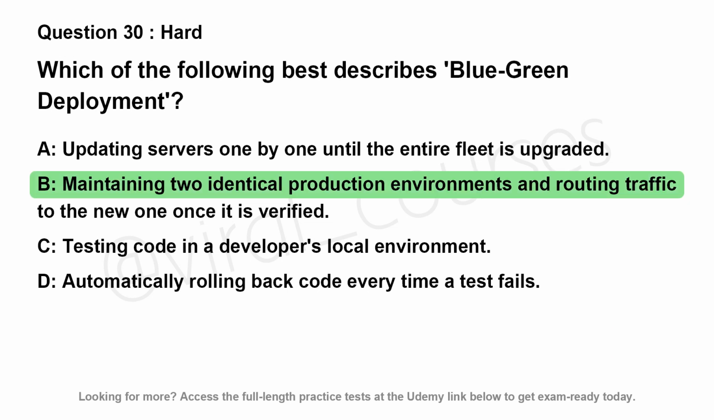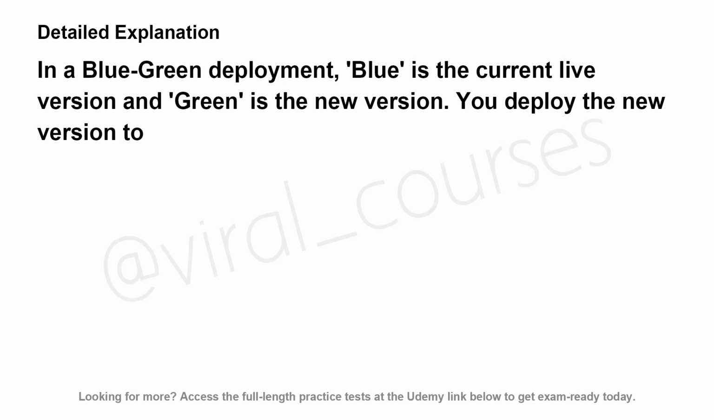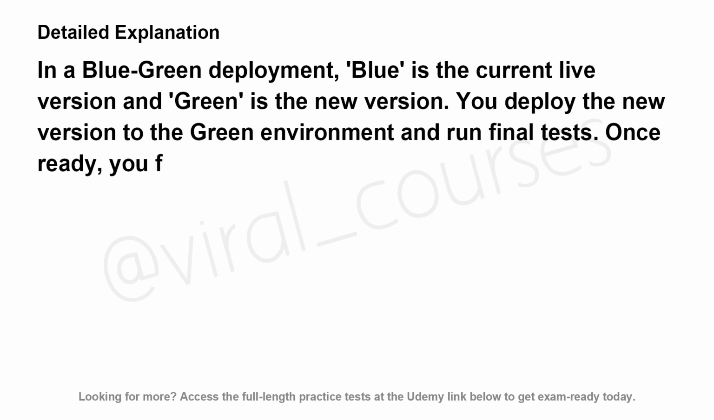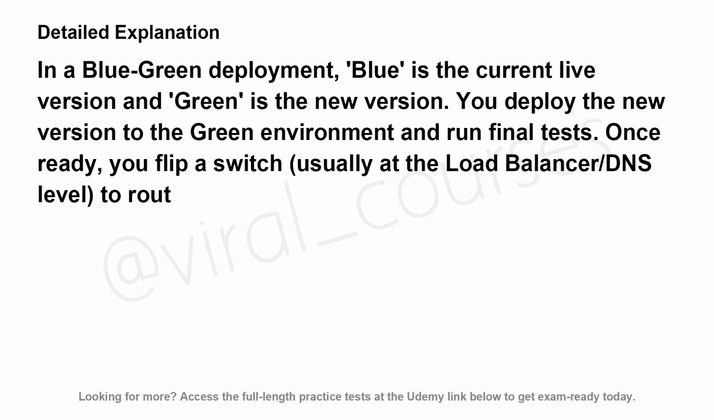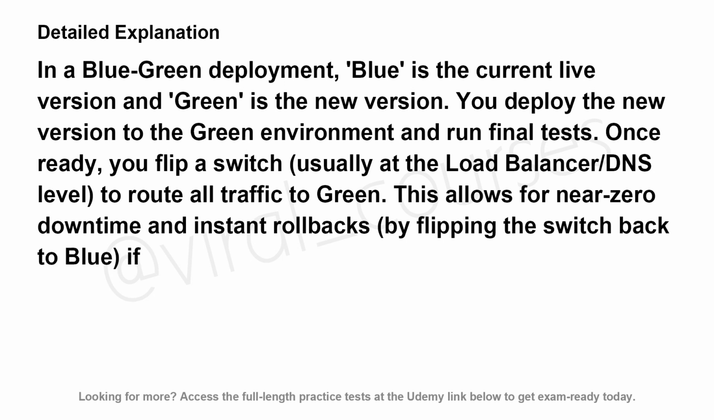The correct answer is B. In a blue-green deployment, blue is the current live version and green is the new version. You deploy the new version to the green environment and run final tests. Once ready, you flip a switch, usually at the load balancer or DNS level, to route all traffic to green. This allows for near-zero downtime and instant rollbacks, by flipping the switch back to blue if an issue is discovered.